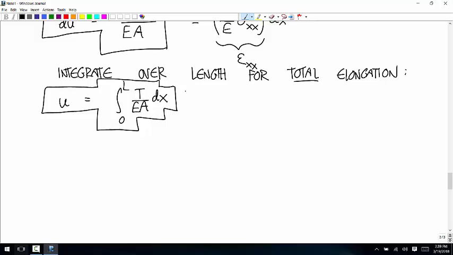But most of the time, these things are only going to change a finite number of times. So usually the expression T over EA is constant or piecewise constant.